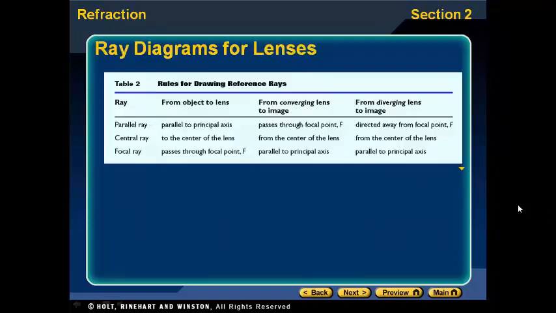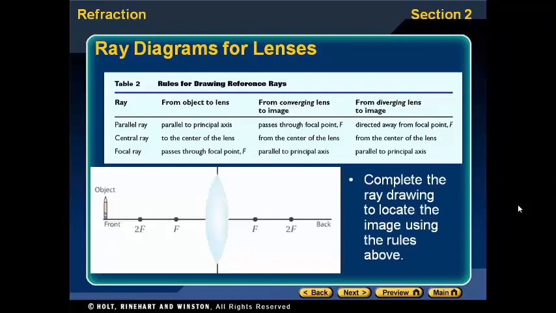Rules for drawing reference rays. These are a few rules which will help you to draw the diagrams for lenses. Based on these rules, try to complete the ray drawing to locate the image.